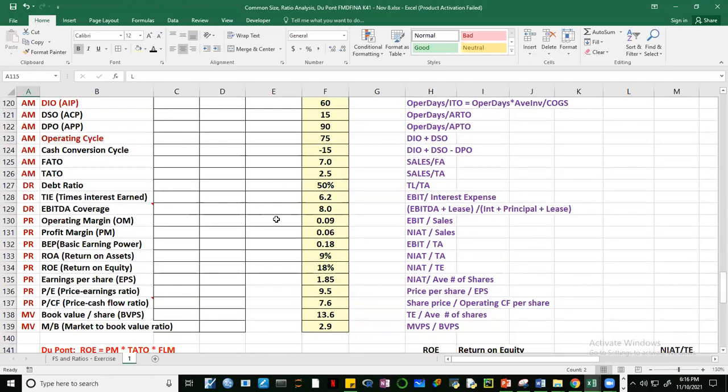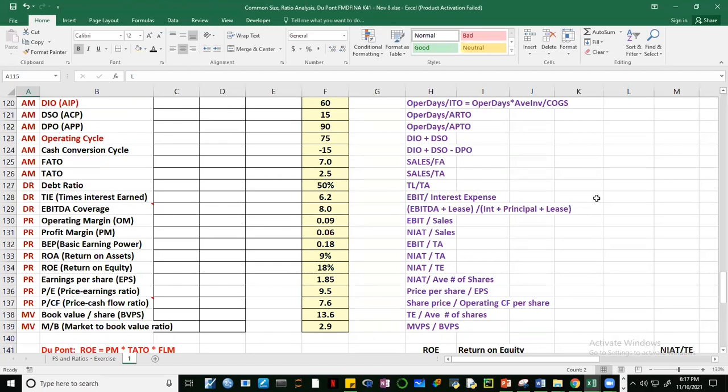How much debt does the company have in proportion to its equity? Is the company already highly leveraged? Is the company able to, for example, the times interest earned? That's a debt ratio. The formula is EBIT over interest expense.